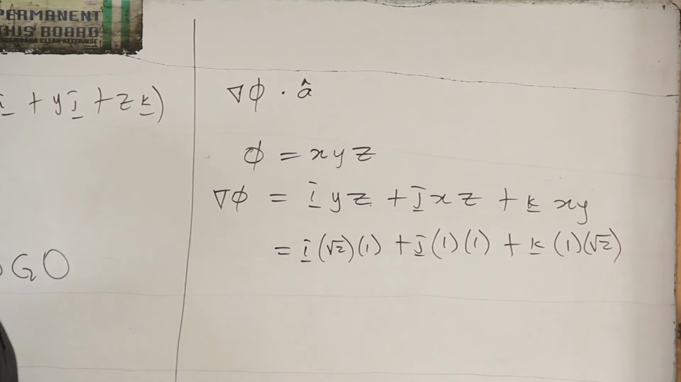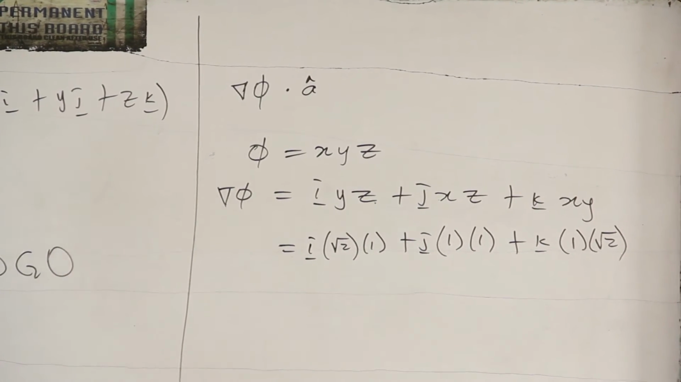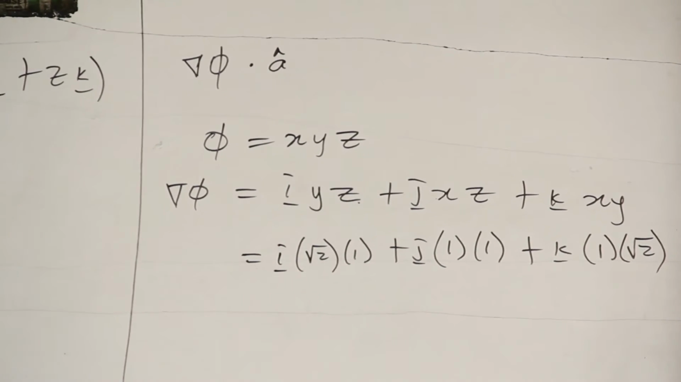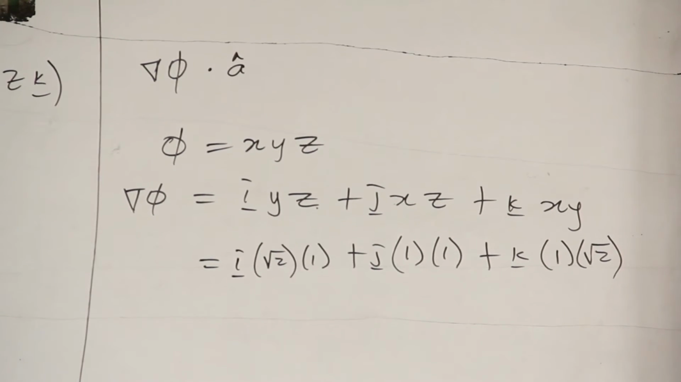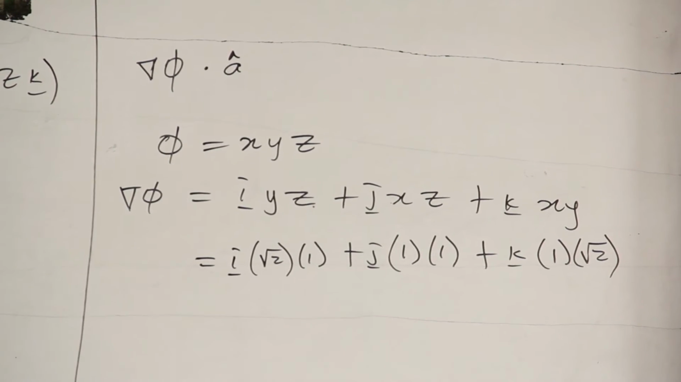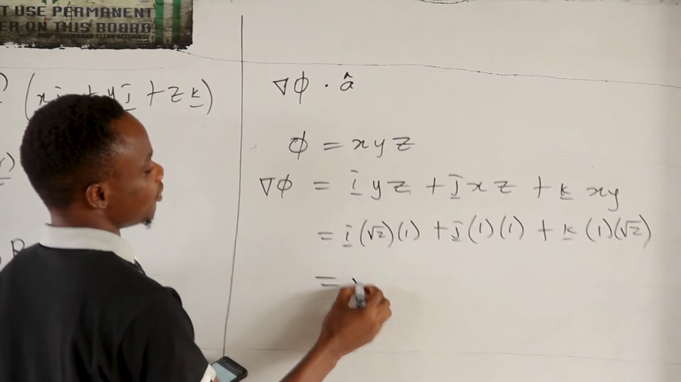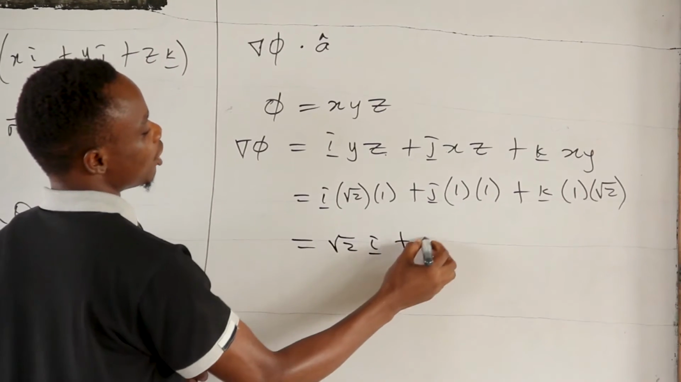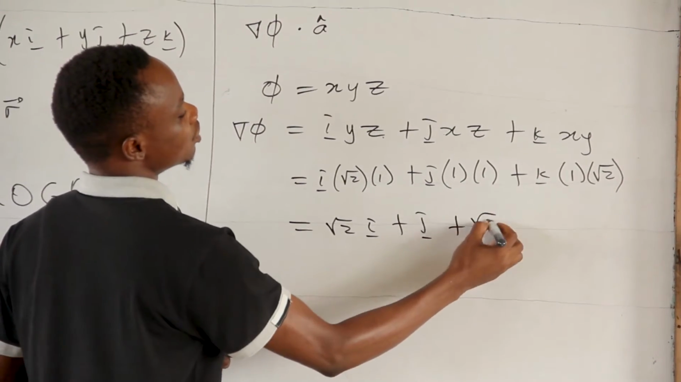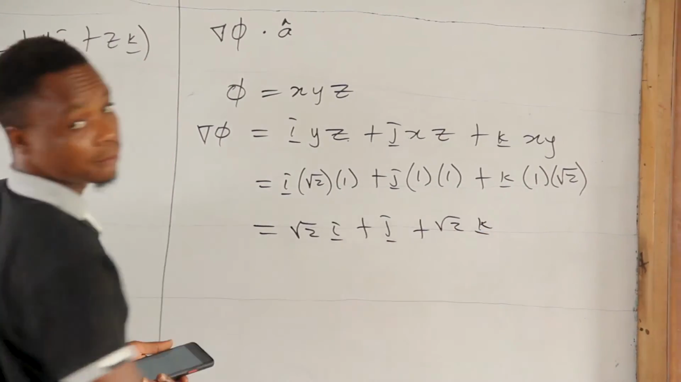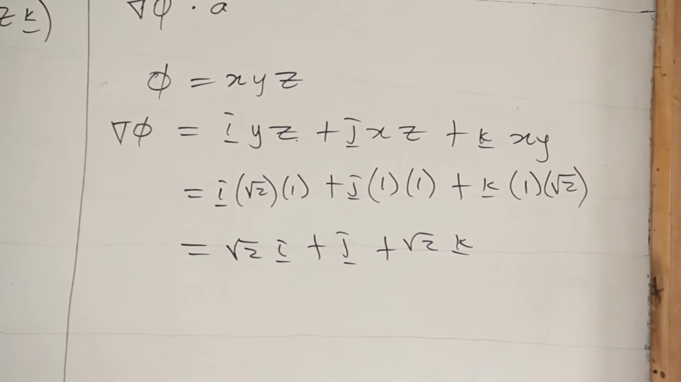Does that make sense? You get that? When you substitute the points 1, root 2, 1, is it clear? So that means set x equal to 1, y equal to root 2, and z equal to 1. What does this give you? This is going to give you root 2 i plus j plus root 2 k. Is it clear?